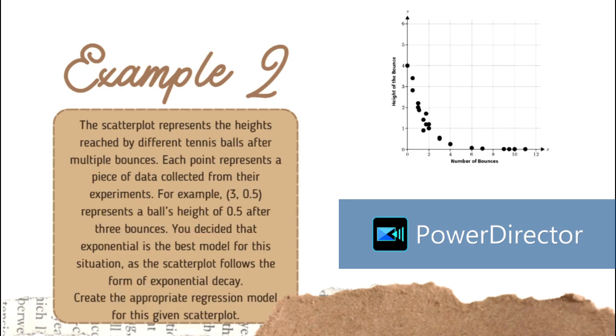Here's example 2. The scatter plot represents the heights reached by different tennis balls after multiple bounces. Each point represents a piece of data collected from their experiments. For example, 3.5 represents a ball's height of 0.5 after 3 bounces. You decided that exponential is the best model for this situation as the scatter plot follows the form of exponential decay. Create the appropriate regression model for this given scatter plot.